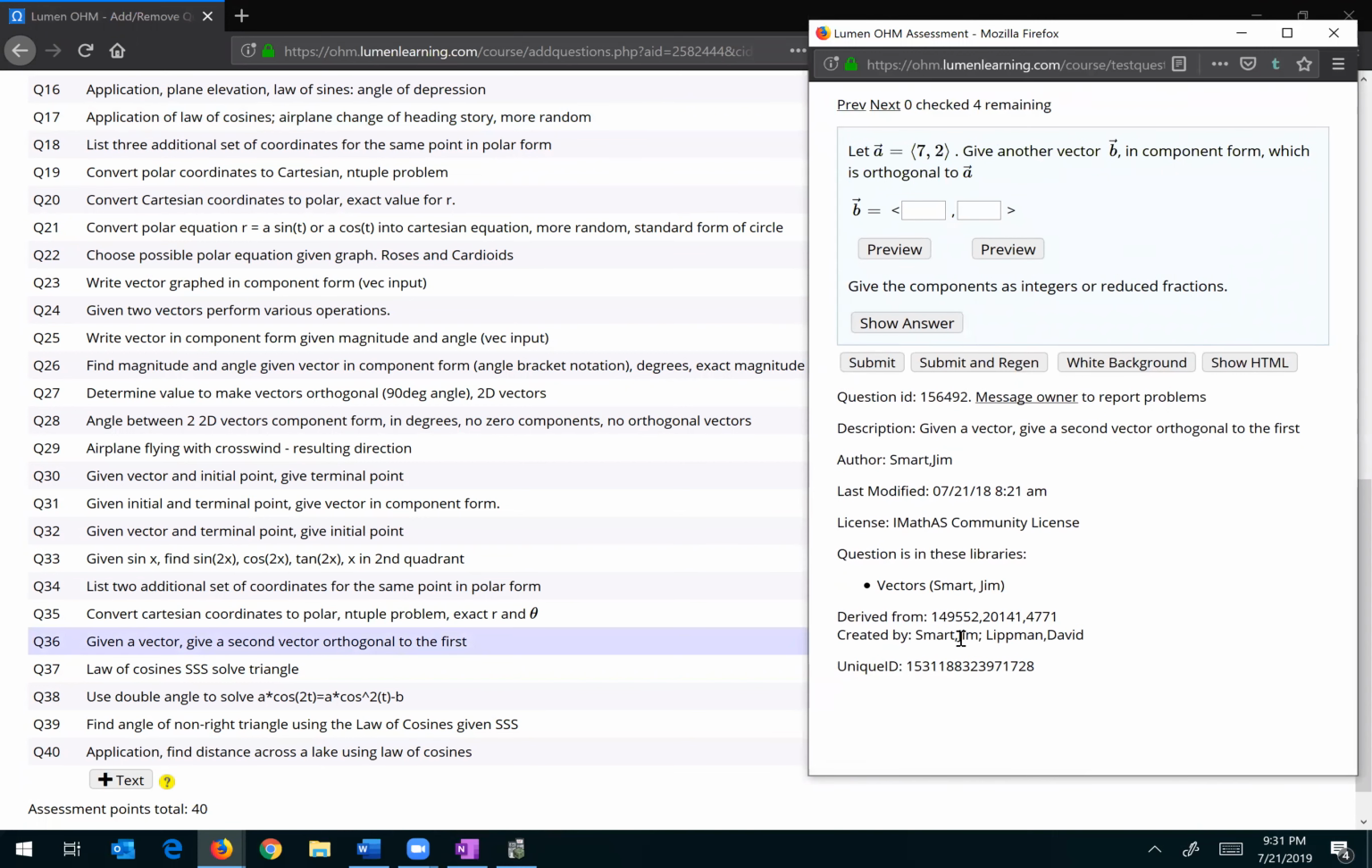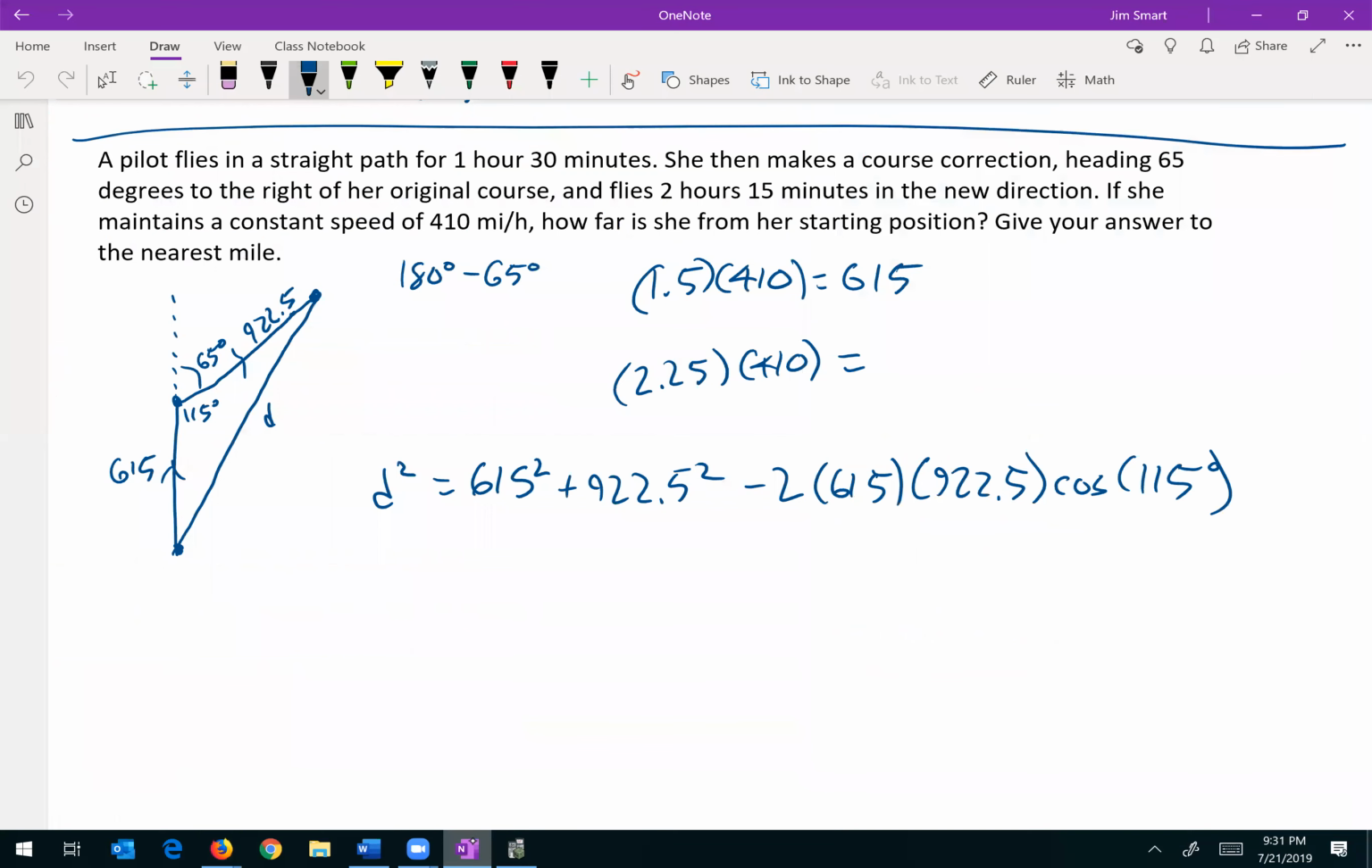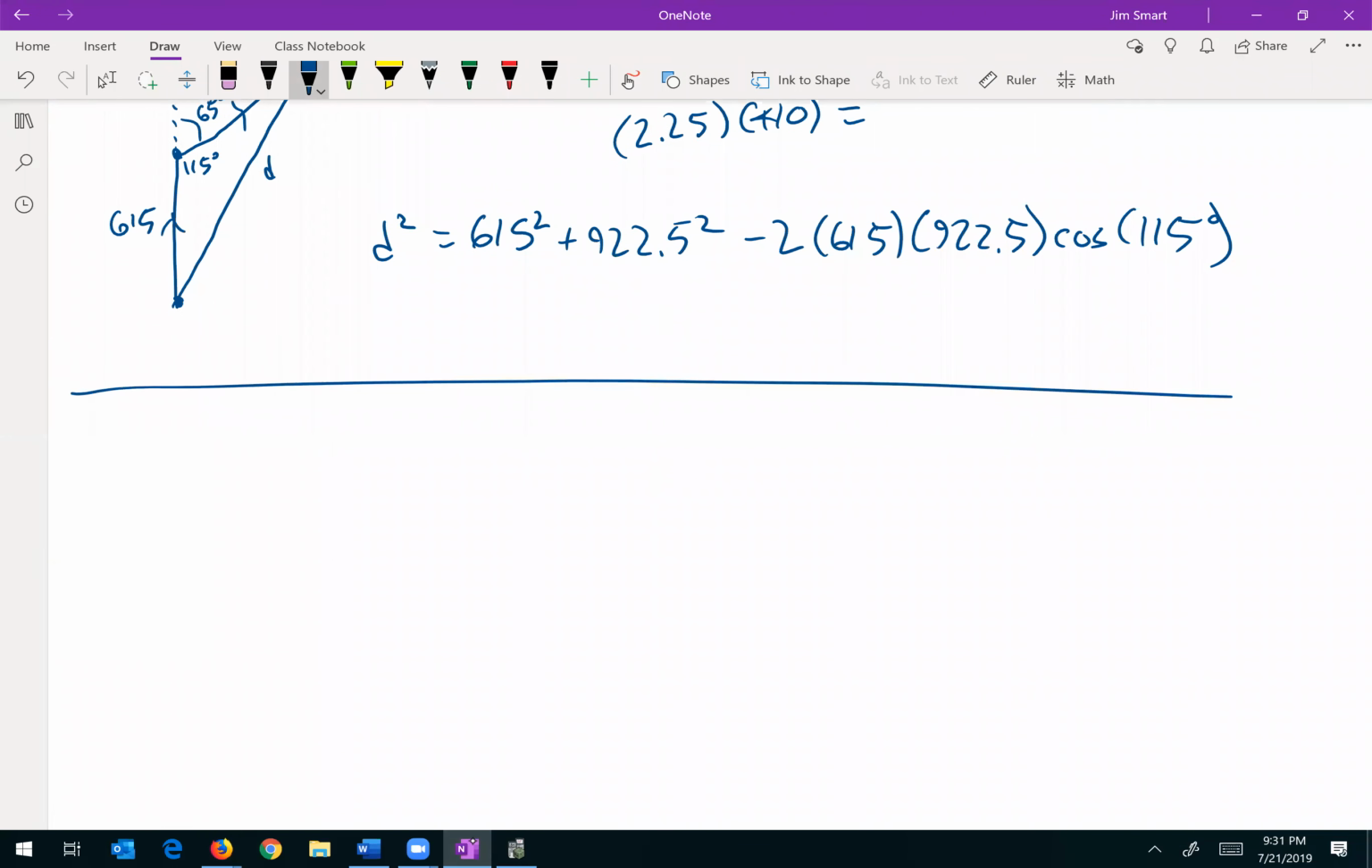All right. Okay. So if we have a vector, we want any other vector that's orthogonal to A. That's not trivial. Orthogonal just means the two vectors form a 90-degree angle if they started at the same point. So let's write down that vector. My vector is 7, 2. There's no single right answer, as the show answer will show you.